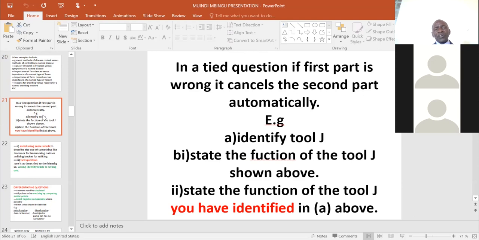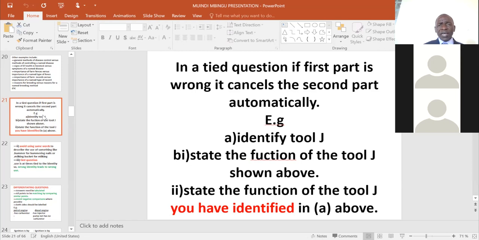For example, you may be provided with a photograph of a tick. Then you are asked to name the parasite. That's the first part of the question. The second part, state 3 control measures of the parasite. Now, if you committed and said that that is tsetse fly instead of tick, the first part becomes wrong, and unfortunately, the second part, even if you wrote the correct responses, also becomes wrong.